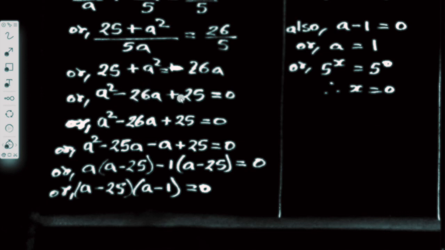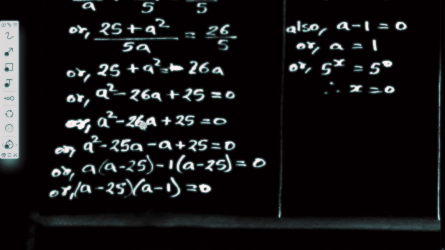Now a square comes ahead, minus 26a plus 25 equals 0. It means 26a should change its side. If we change the side of 26a, the sign should also be changed. So 26a comes as minus 26a, a square minus 26a plus 25 equals 0. Now this expression shall be factorized to get the value of a. For factorization, this middle term 26a shall be broken into two parts to make our factorization easy, a square minus 25a minus a plus 25 equals 0.